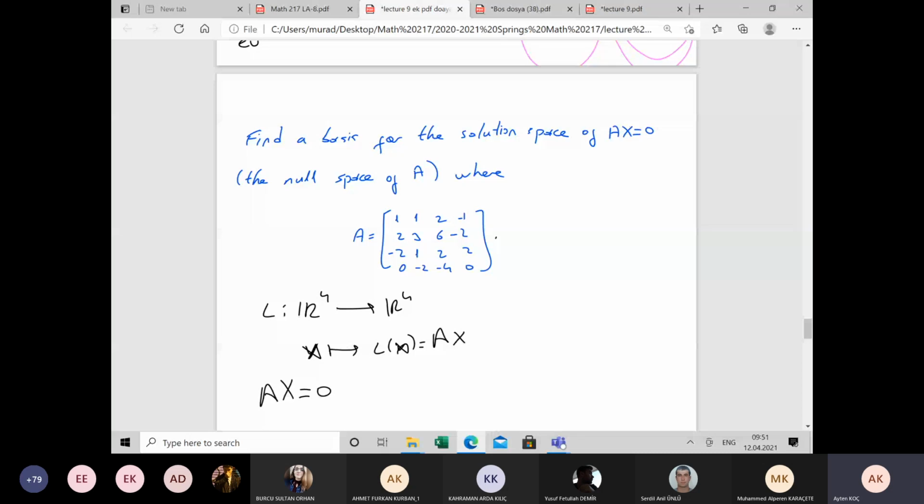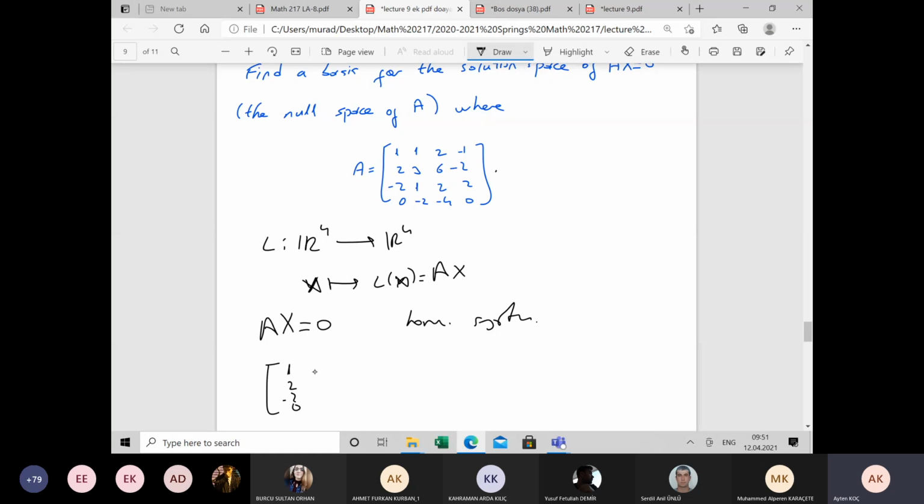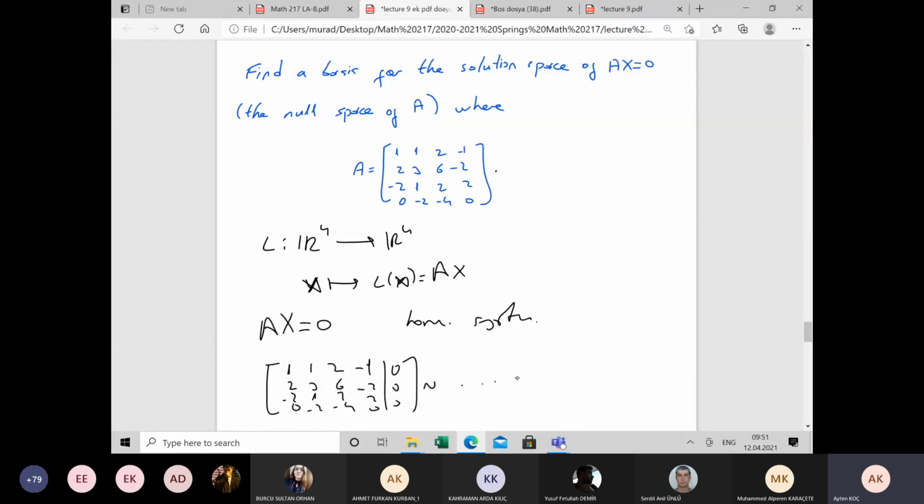And so, solve this system. How to solve? Write the augmented matrix: 1 2 minus 2 0 1 3 1 minus 2 2 6 2 minus 4 1 minus 1 minus 2 2 0 0 0 0. And then we obtain this one, for example, 1 0 0 minus 1 0 1 2 0 0 0 0 0 0 0.